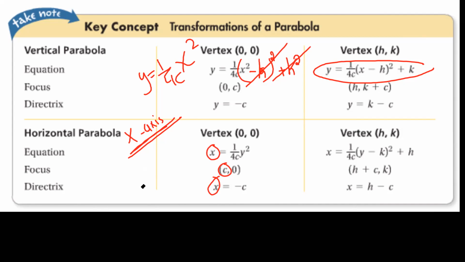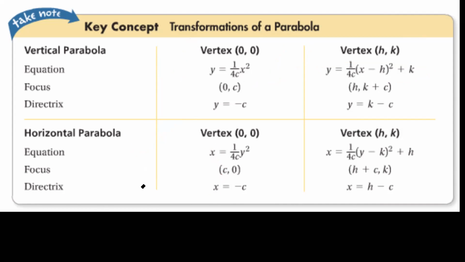But what about when the vertex is not at the origin? Look at the vertex (0, 0) in the vertical and in the horizontal. Here we start with y, here we start with x. Here we end with x, here we end with y. Now look here. Since this is x equals 1 over 4c y squared, the equation will be... here I am subtracting something squared plus something else. But look at the vertex: here is x and here is y.